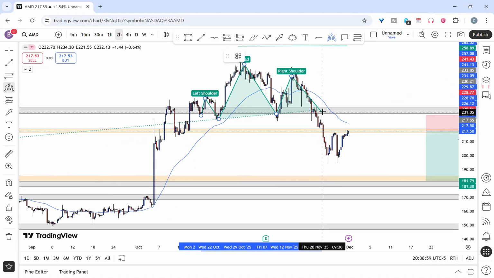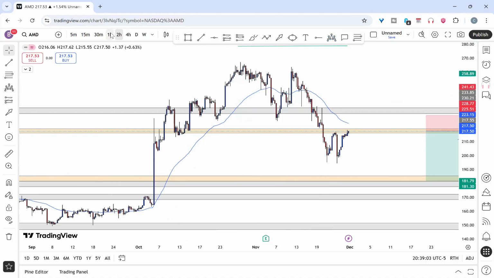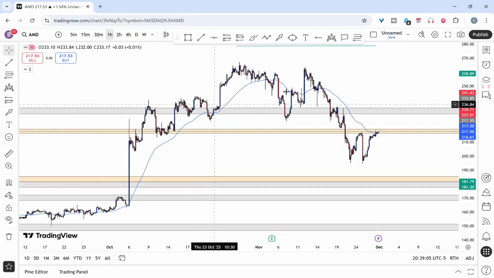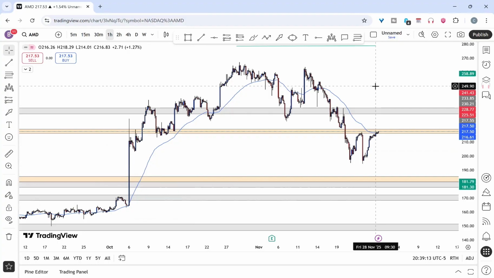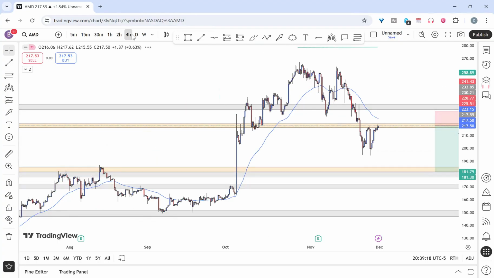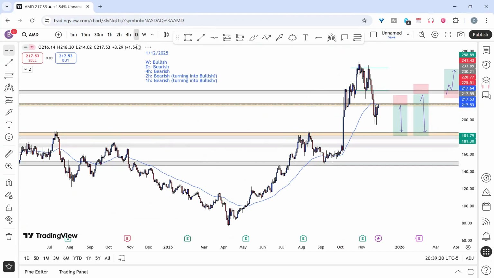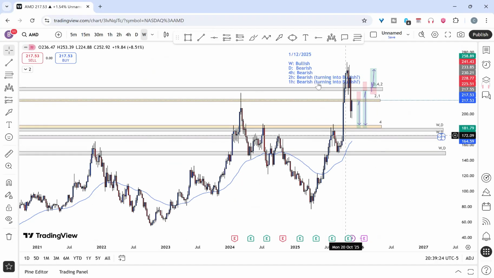It retested, it rejected, and it came further back down. And it's the same thing with the 1 hour. Yes, you will see more higher lows, higher highs, more lower highs, lower lows, but overall the market structure of the 1 hour is bearish, the 2 hour is bearish, the 4 hour is bearish, the daily is bearish, except for the weekly. The weekly is still in a bullish trend.